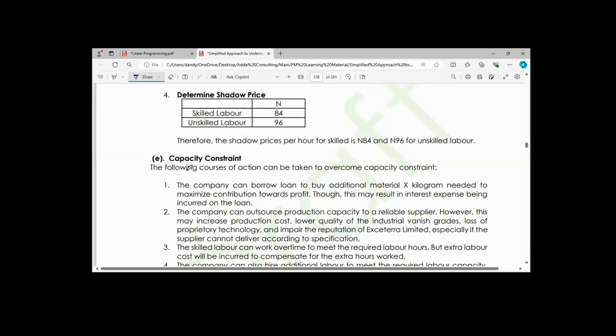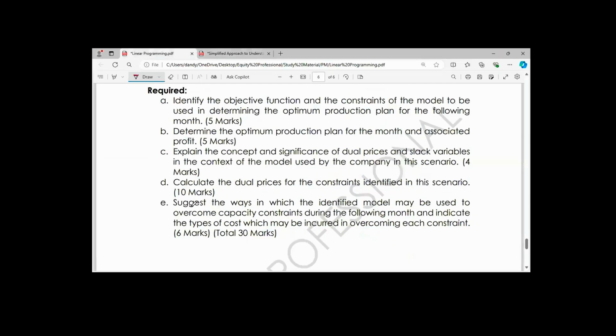Examiner is asking you that you should suggest the way in which the model can be used to overcome capacity constraint. What are the constraints? The maximum capacity the company has for material kilogram is 25,000. Labor hour, skilled labor hour is 48. Unskilled is 39. The machine hour is limited to 50,000 hours. So examiner is now asking you to suggest the way of overcoming the constraints.